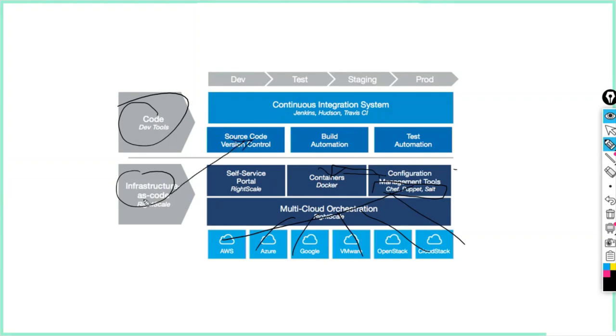application code, but also your infrastructure code is going to be maintained in the source code version control system, and there must be a mechanism to do build automation, right? And once it is built, there must be a way to go for test automation. When it is done, you need to go for the staging environment, then it should go for the production.